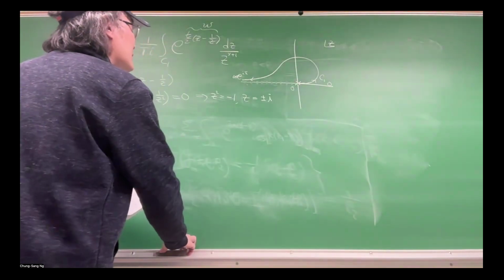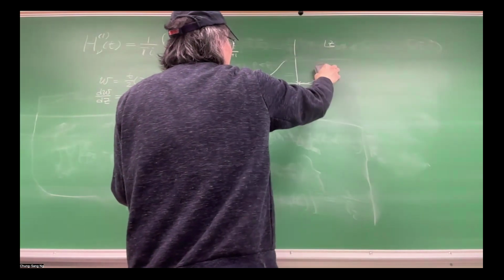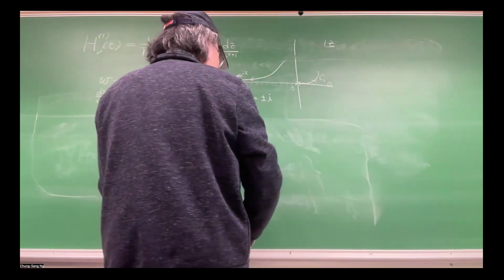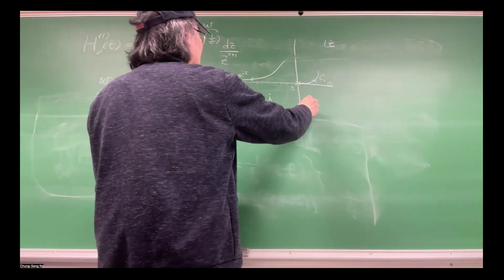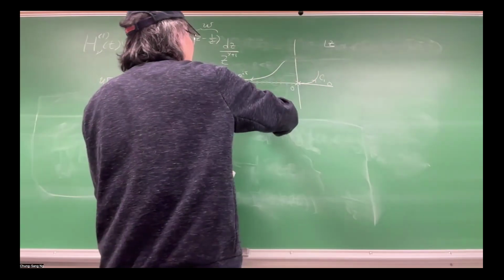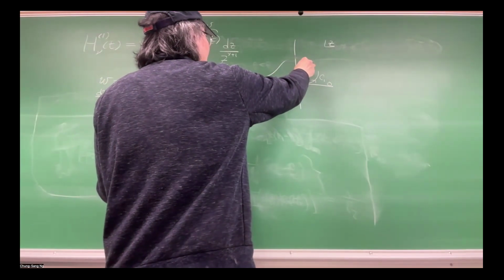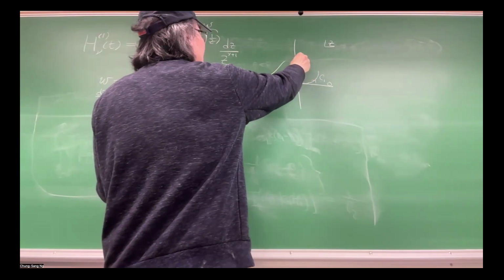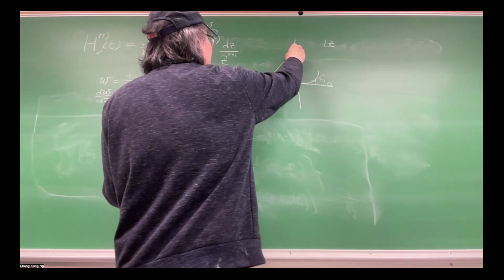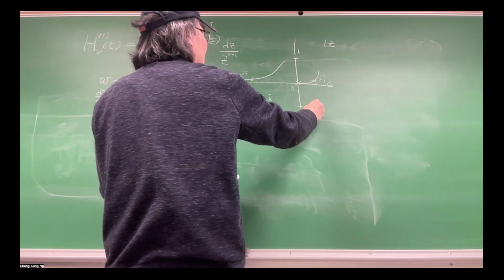Now you want the contour to go through the saddle point, okay, and then we actually want to go through the valley. So I choose this i, and the corresponding saddle point is minus i.